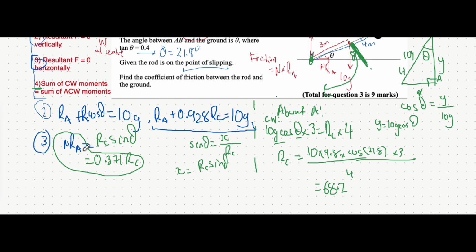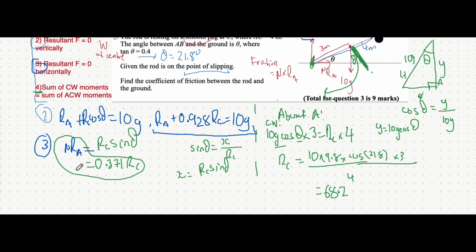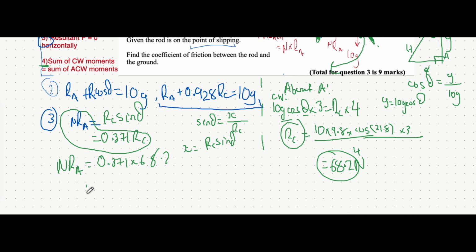Let's talk about how to use it now. Still a few difficult things to do, but hopefully you guys are seeing how everything ties in together. Now that we've got this, we can put it into this equation. We can say mu times RA is equal to 0.371 multiplied by the value that we just found, 68.2. So let's multiply those together. Again, this is very difficult, so if you do need to, you can rewind.